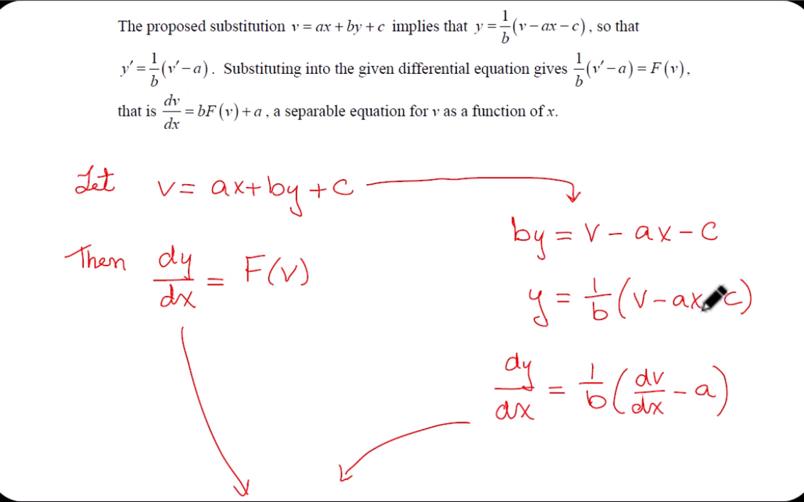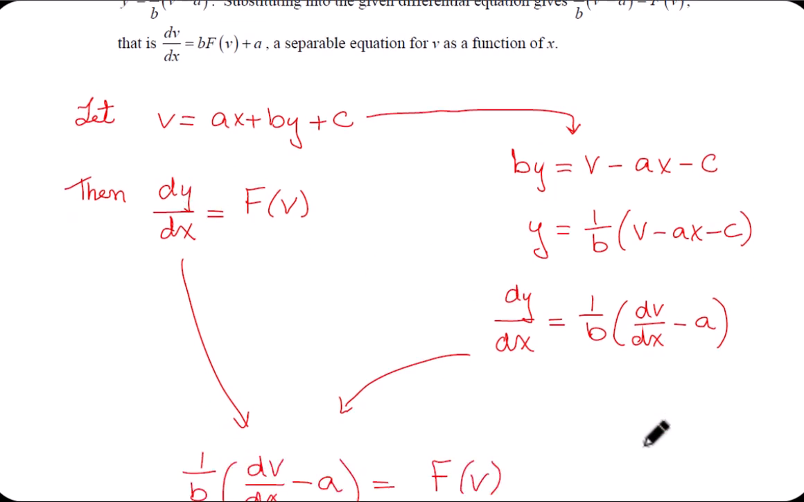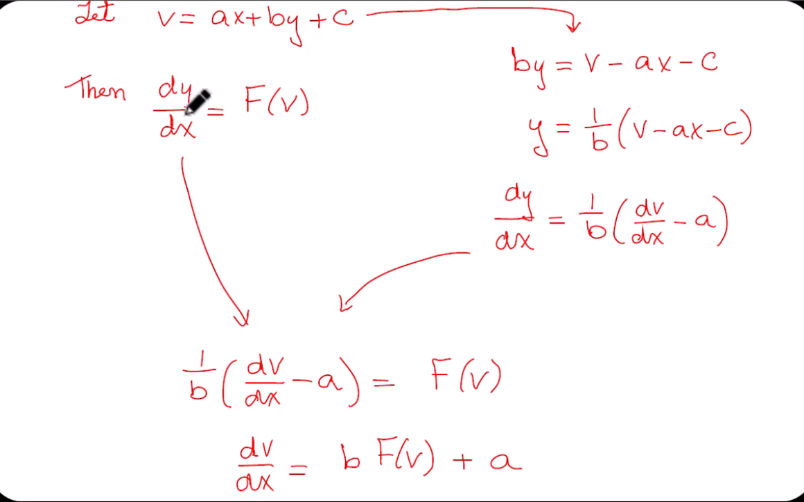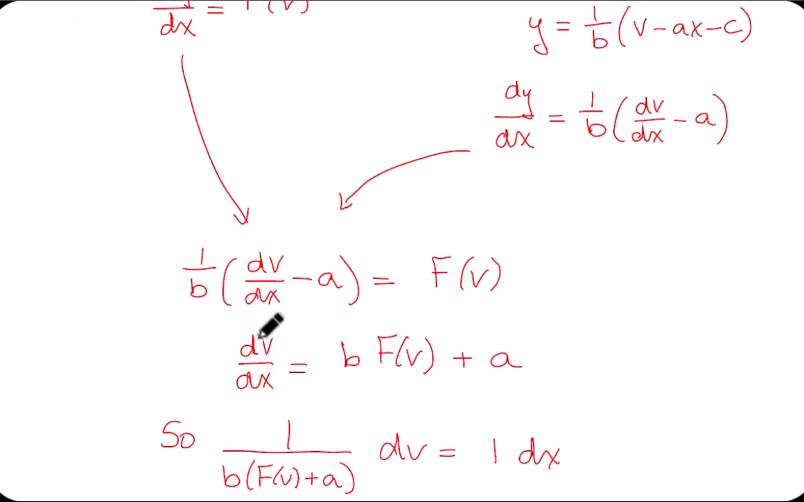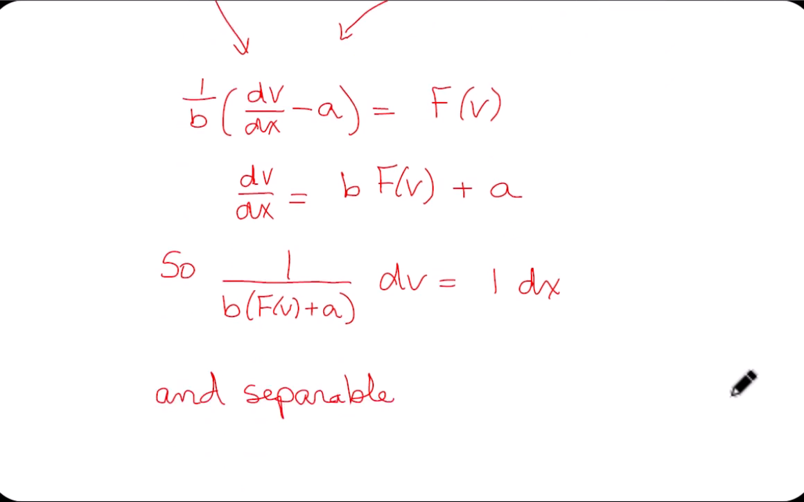Differentiate this with respect to x. I get an a, and the derivative of this constant is 0. Okay, so I've got this part here, this part here. And so, what is dy dx? Well, that's this stuff. F of v is on the right-hand side. And if I get the dv dx alone, what I see is that this does become separable, because I've got all the v stuff on one side and one dv on the other. So it is separable.